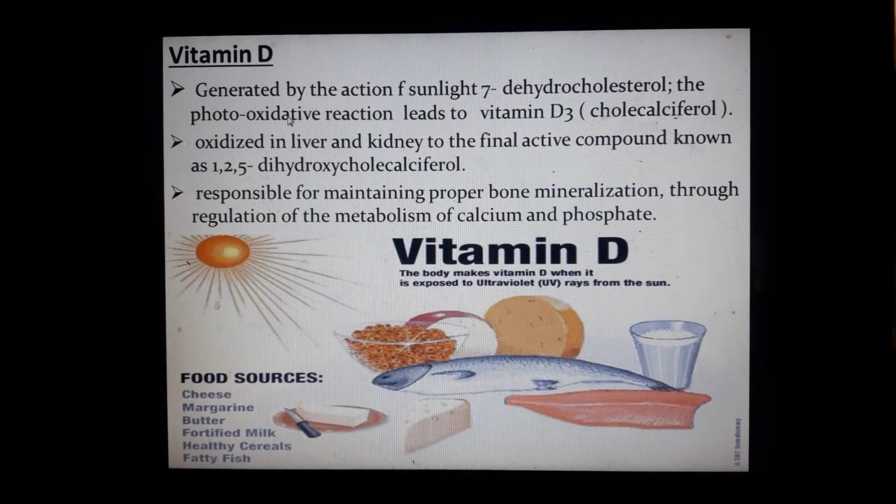So vitamin D is generated by the action of sunlight on 7-dehydrocholesterol. The photooxidative reactions lead to vitamin D3, cholecalciferol. It is then oxidized in the liver and kidney to the final active compound known as 1,25-dihydroxycholecalciferol. It is responsible for maintaining proper bone mineralization through regulation of the metabolism of calcium and phosphate. Kasi vitamin D plays a role in regulating the metabolic processes involving calcium and phosphate.